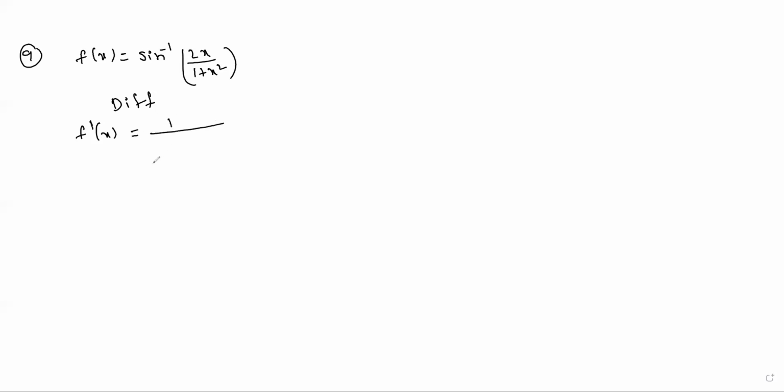Next, coming to question number 9. Question number 9 is also about where it is differentiable. We need to find the set of points. f of x is equal to sine inverse of 2x by 1 plus x square. Now to find this, first we differentiate this function. f dash of x is equal to the derivative of sine inverse, which is 1 by root of 1 minus x square.